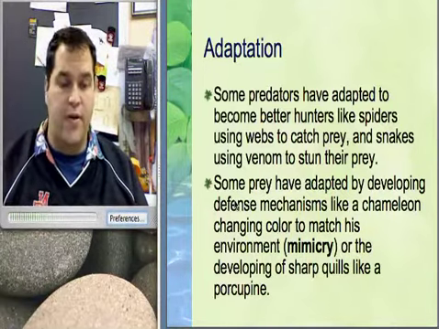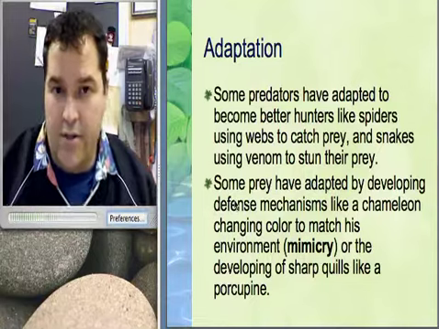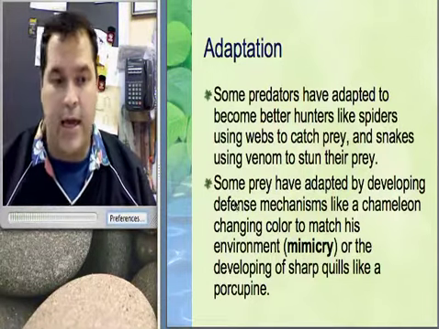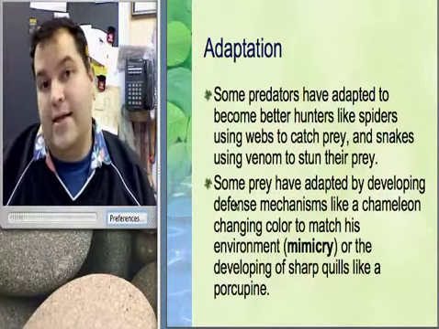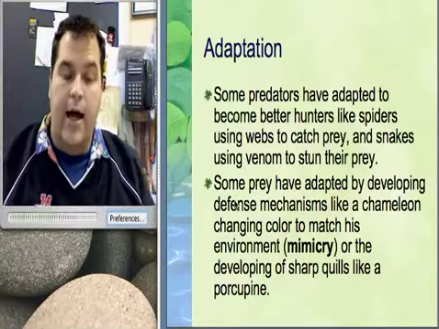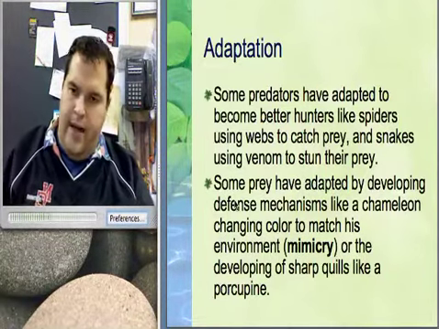well, animals are the only things that interact. But a cactus has quills, and that is an adaptation to prevent it from being eaten. So it's basically the same thing, right? So that is adaptation and predator-prey.